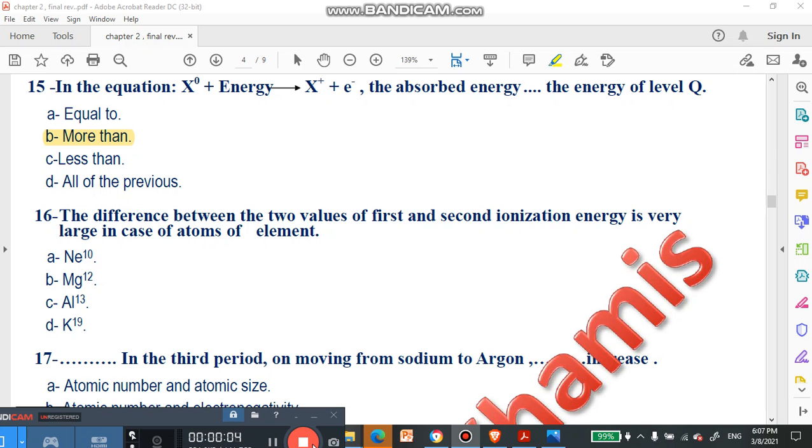Dear students of second secondary, we are going to complete our revision for chapter 2. We stopped at question 15.